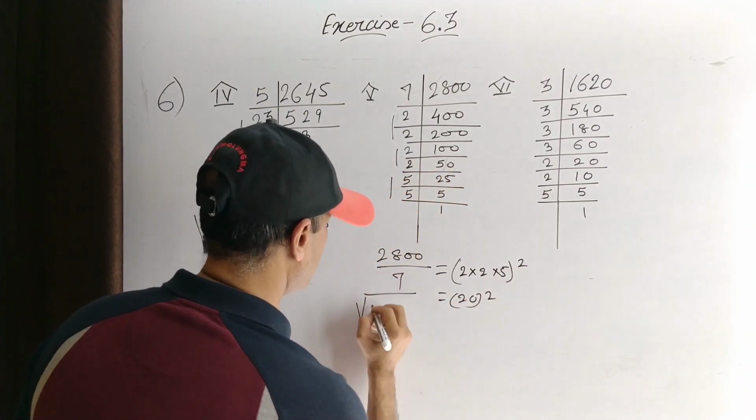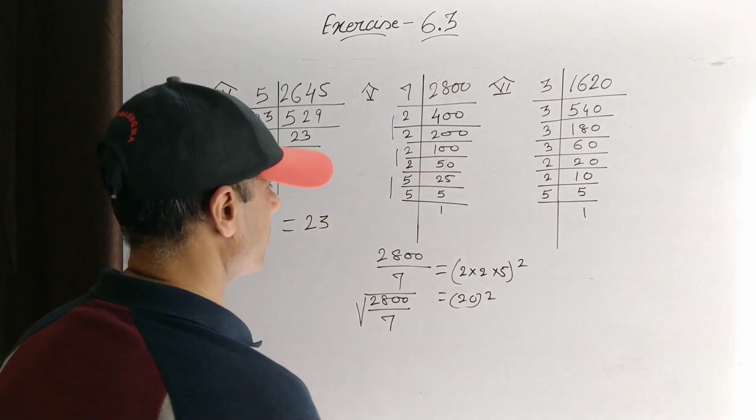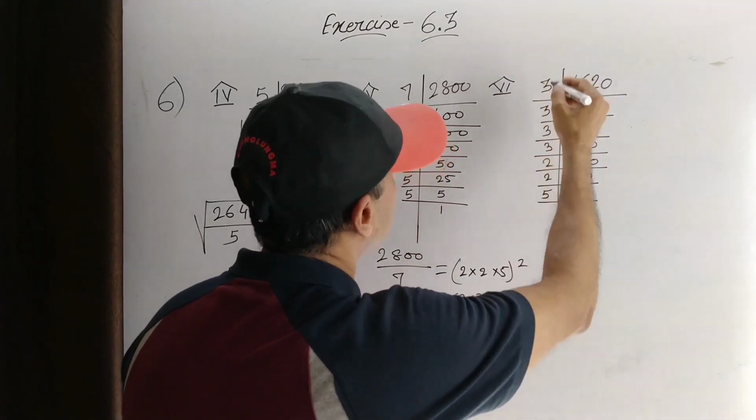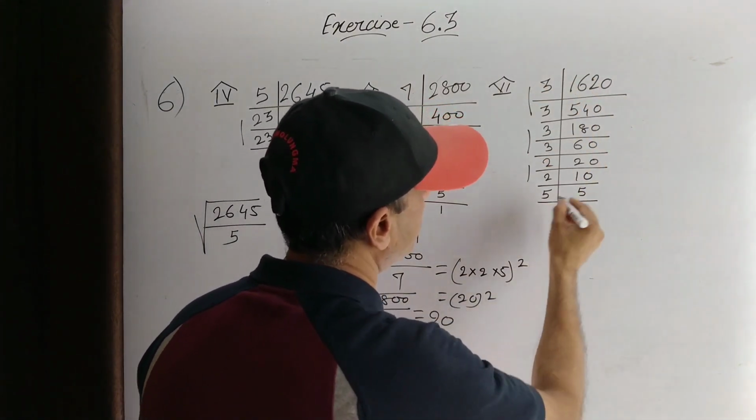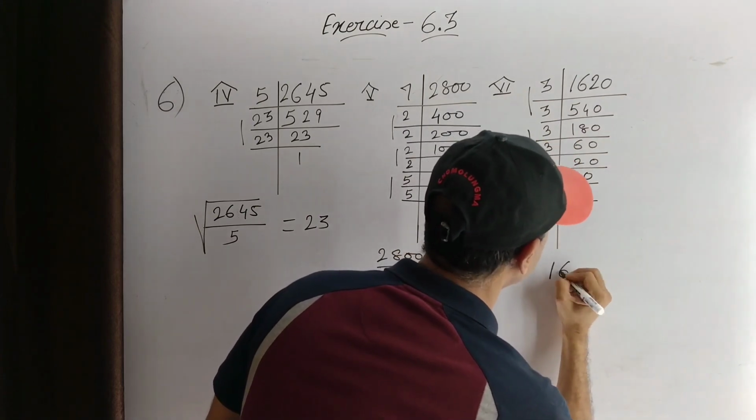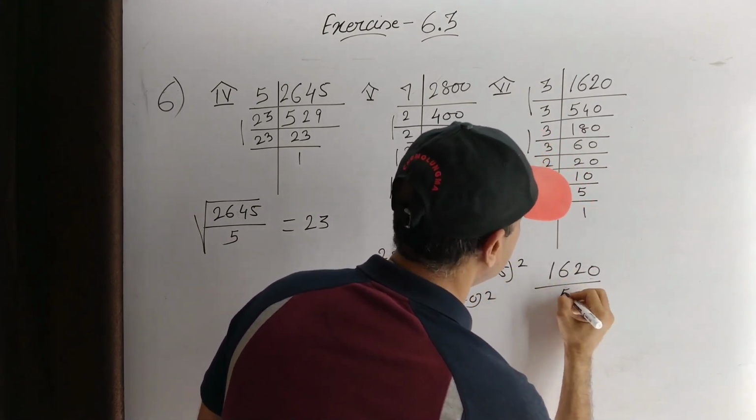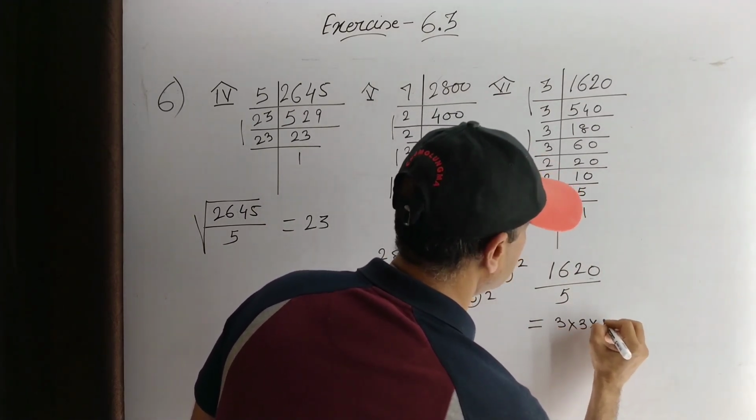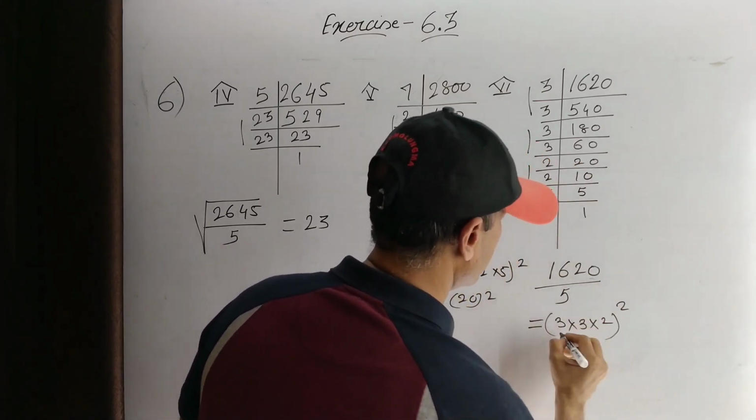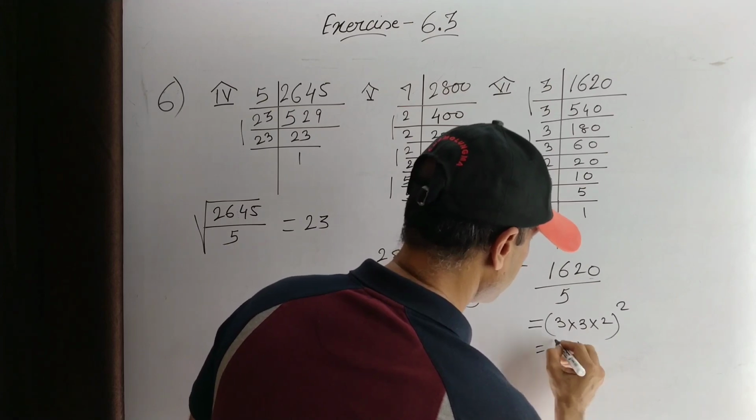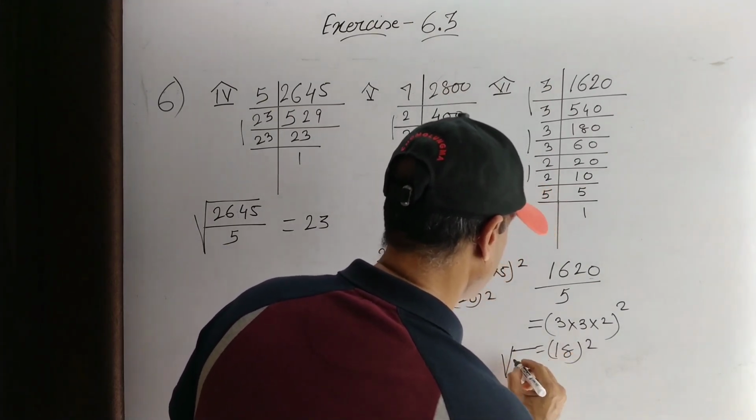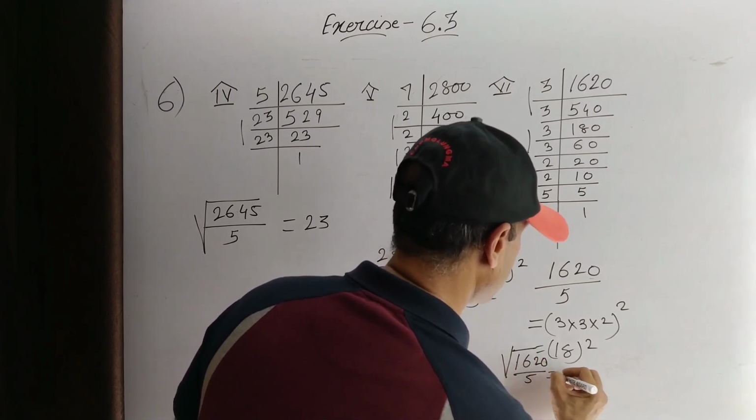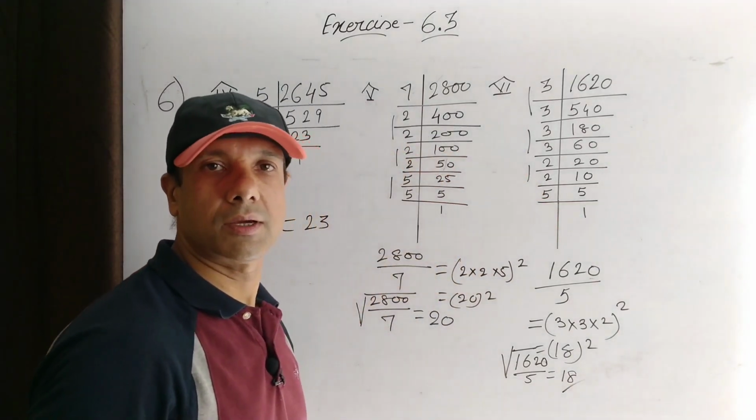So we'll get 2800 divided by 7, the new number obtained, under root is equal to 20. Clear? Here we have got 3 in pair, 3 in pair, 2 in pair, 5 not in pair, so we'll divide this number with 5 to get a perfect square. So the new number obtained will be 1620 divided by 5, and we can write this number as 3 into 3 into 2 whole square. So you get 9 into 2, that is 18 whole square. Hence under root of this new number obtained, 1620 divided by 5, is equal to 18. Clear?